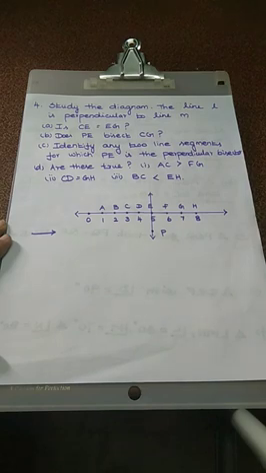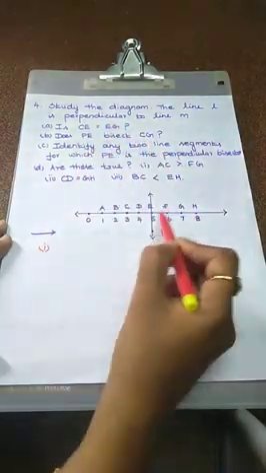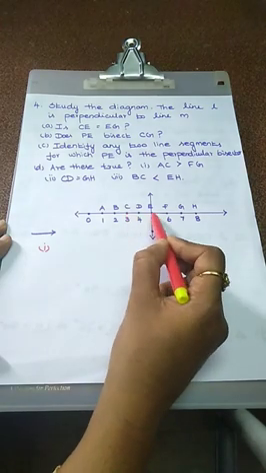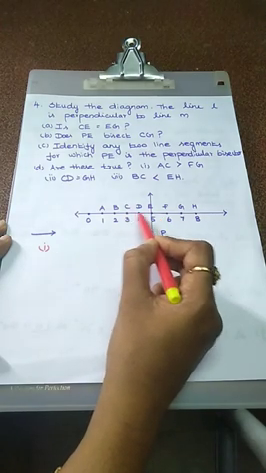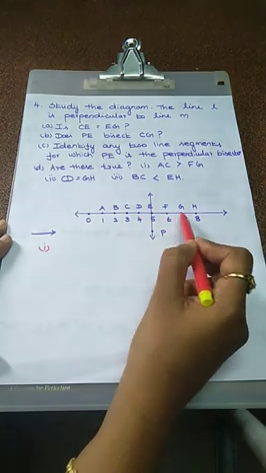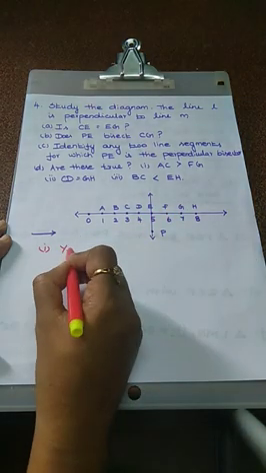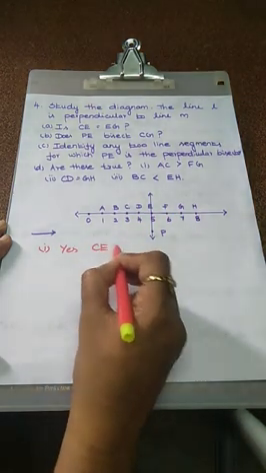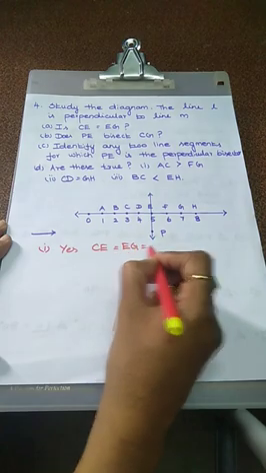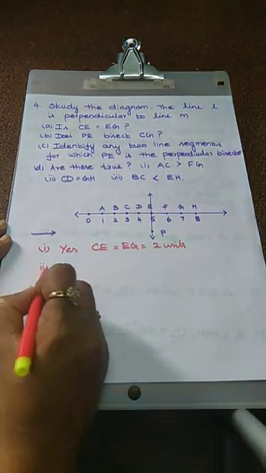Okay. What is the first question? Is CE equal to EG? The first subdivision is CE equal to EG. You just check it. For the CE value we have 2 centimeters. So the distance of CE is actually 2 centimeters. You just check the EG value. EG value is also 2 centimeters. So the answer is yes, CE equal to EG equal to 2 units. That is the answer for the first subdivision.